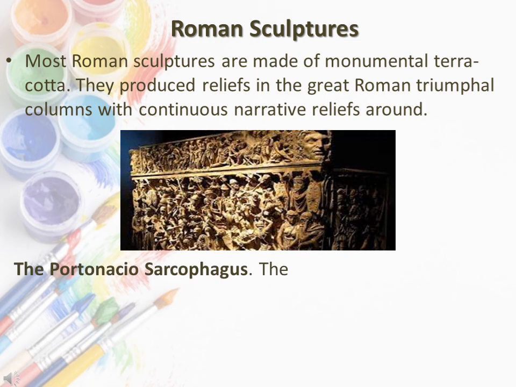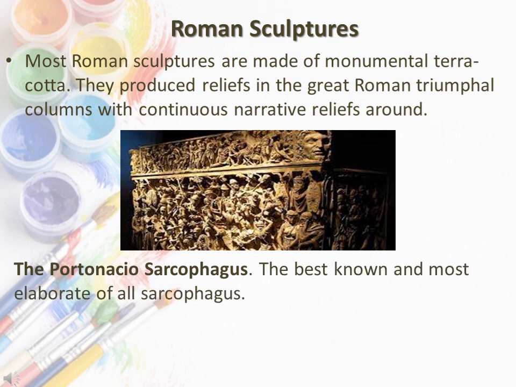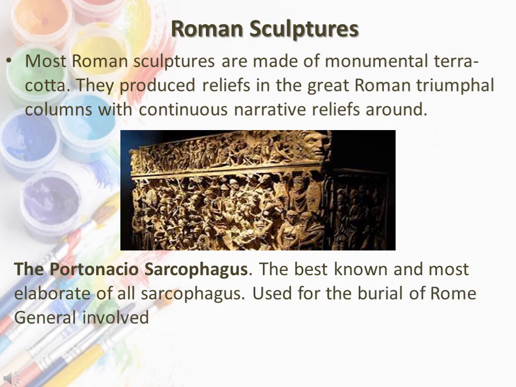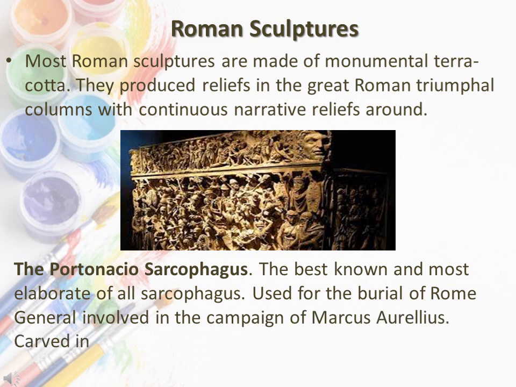The Portonaccio sarcophagus. The best known and most elaborate of all sarcophagi, used for the burial of a Roman general involved in the campaign of Marcus Aurelius. Carved in marble, it depicts battle scenes between Romans and Germans.